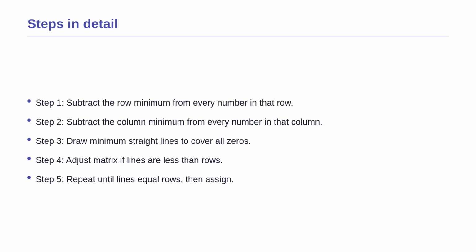Now that we know the principle, let us outline the exact steps you need to follow. Step 1 is to subtract the smallest number in each row from every number in that specific row. Step 2 is to do the exact same thing for each column. Step 3 is to draw the minimum possible number of straight lines to cover all the zeros. If the number of lines equals the number of rows, you are done. If not, step 4 is to adjust the matrix using the uncovered numbers. And step 5 is to repeat until you find the optimal solution.